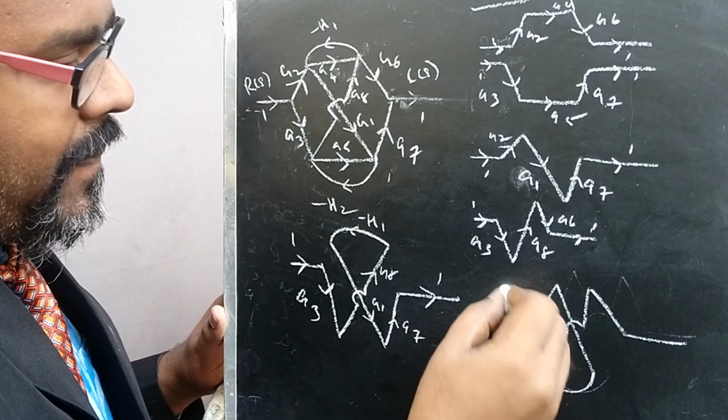Then here it is G2, here it is G1, here it is minus H2, okay, minus H2, and then here it is minus G8, G8, and here it is G6.